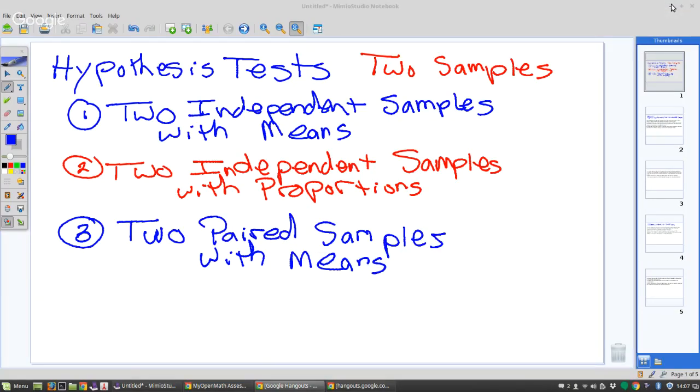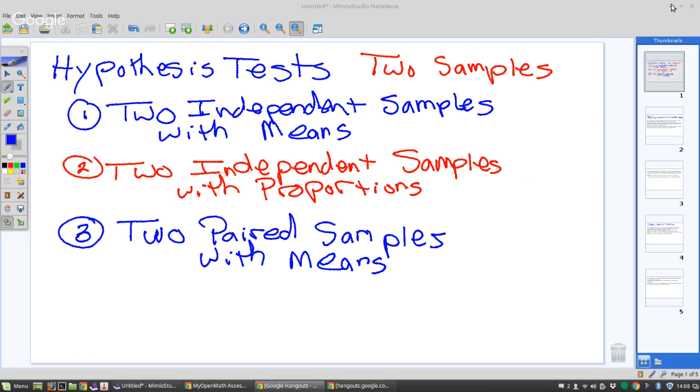So we're working now with 2 samples with hypothesis tests, and we have 3 different scenarios to run through. 2 independent samples with means. We'll look at a couple of examples of that. 2 independent samples with proportions, and 2 paired samples with means.